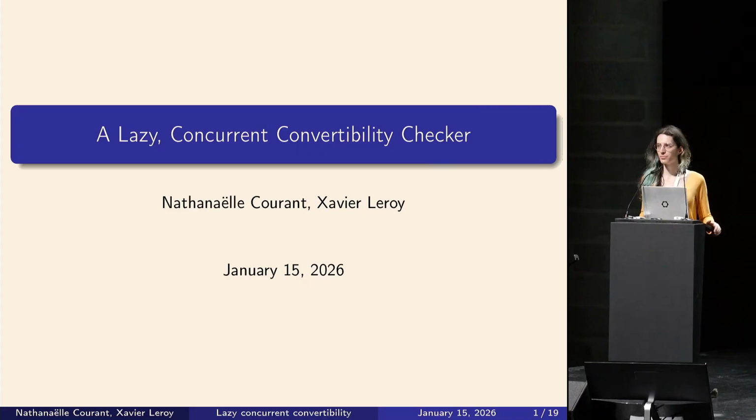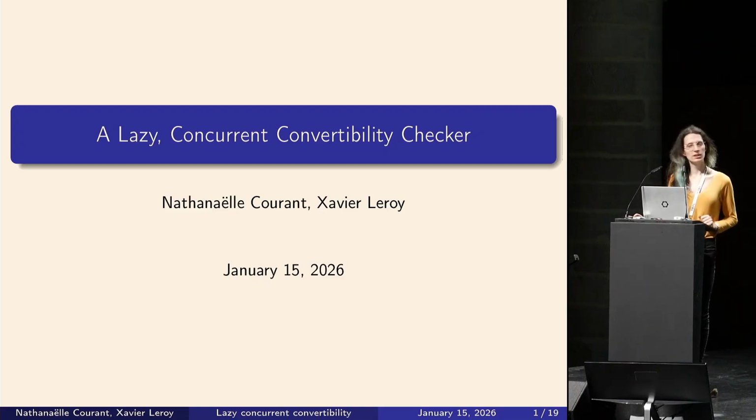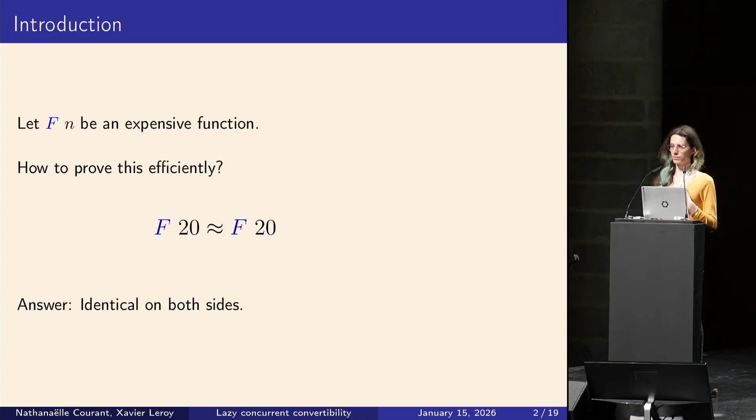So, I'm Nathanaëlle Courant. I currently work at OCamlPro, but what I will tell you about today is what I did during my PhD with Xavier Leroy at INRIA about building a lazy concurrent convertibility checker. So, a convertibility checker tries to prove that two things are equal and is critical when writing a proof assistant with dependent types. So, as motivation, let us consider f to be an expensive function to compute.